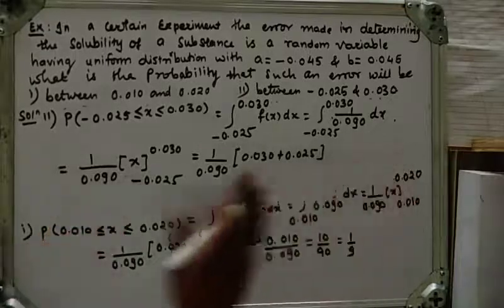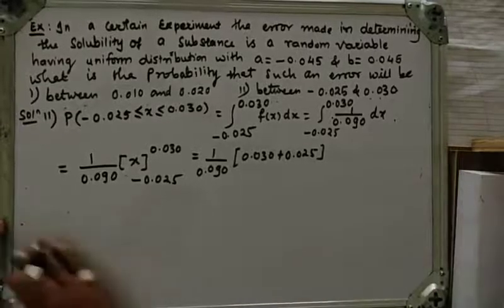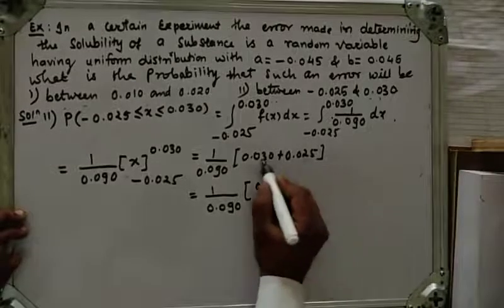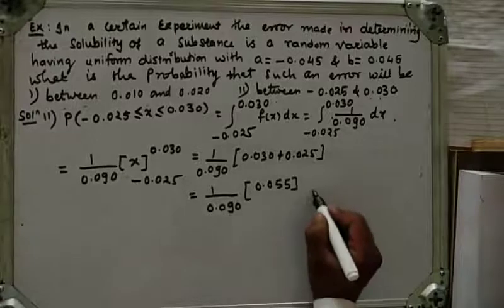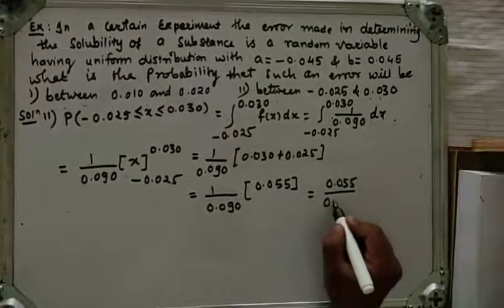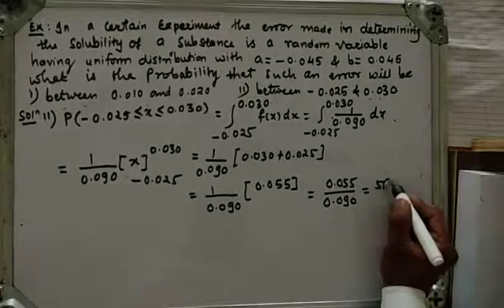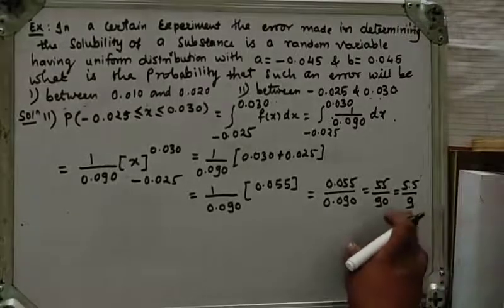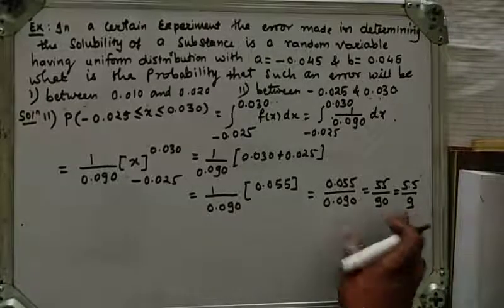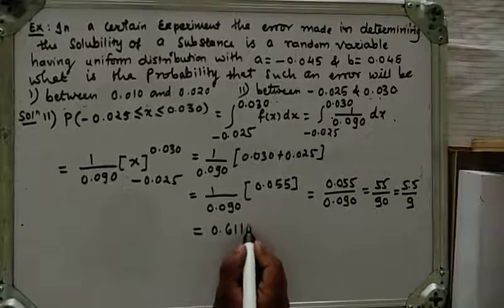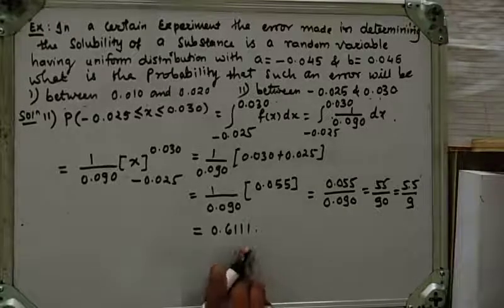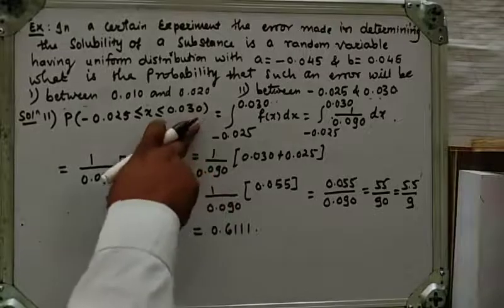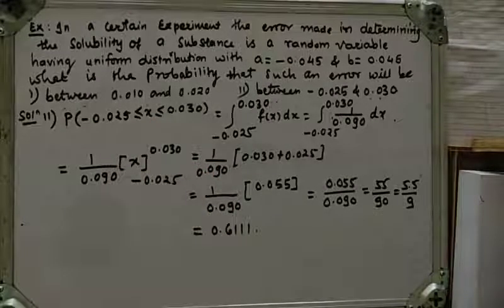So this equals 1 upon 0.090 into upper limit 0.030 minus lower limit, minus minus here is plus 0.025. Finally, after adding, we get 1 upon 0.090 into 0.055, so 0.055 upon 0.090. Here we get 55 upon 90, so 5.5 upon 9, and after solving it you will get 0.6111. So this is the probability of minus 0.025 less than or equal to x less than or equal to 0.030. Okay, next we'll see another example.